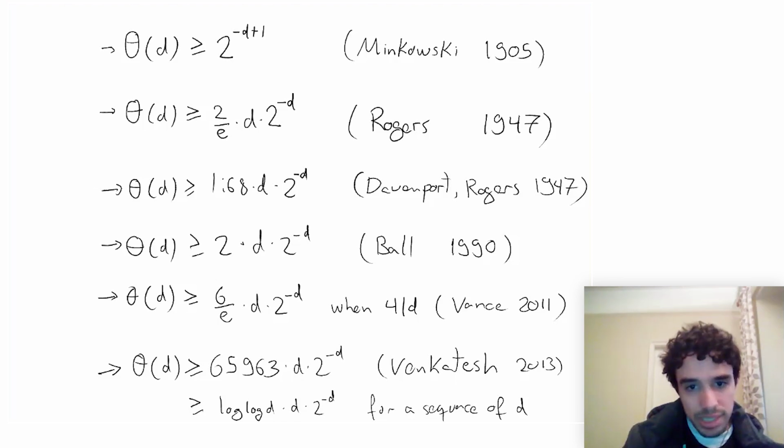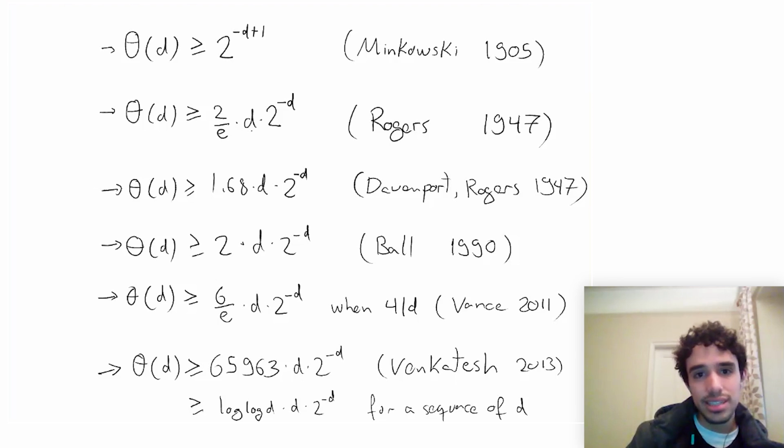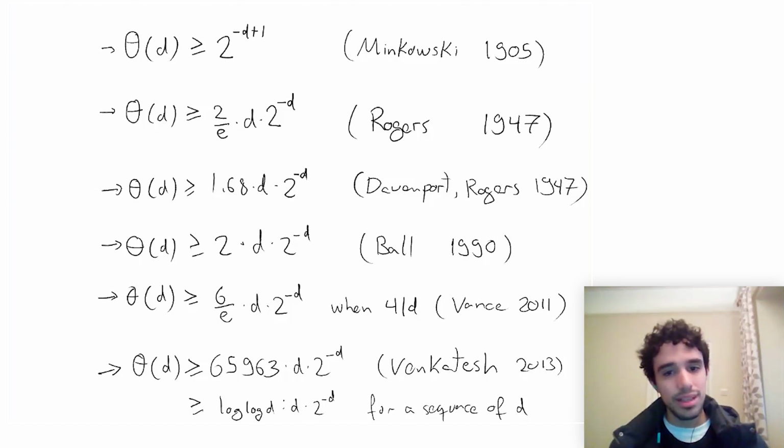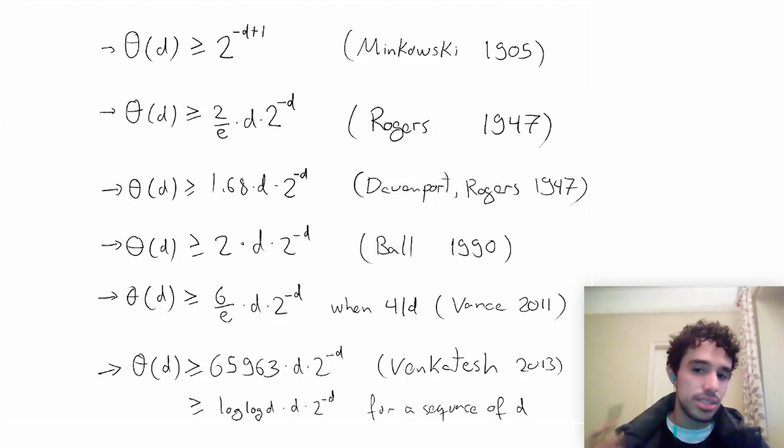And all these improvements here are just on the constant in front of Rogers' result. So basically he got this d times 2 to the minus d, and the constant is the improvement in all these cases: by Davenport and Rogers, then by Ball, then Vance when d is divisible by 4. And finally, Venkatesh has this amazing result where he showed 65,963 as the constant. He also gets a very interesting result, the first asymptotic improvement, much bigger than a constant-factor improvement, but not for all d, only for a sequence of d's.